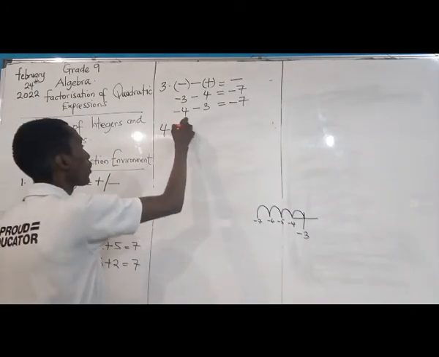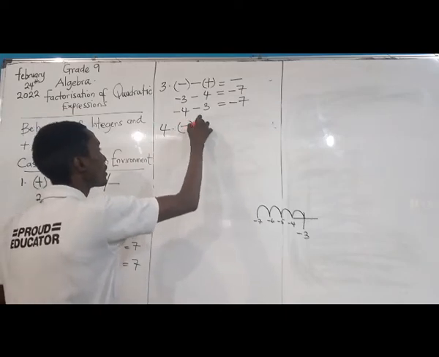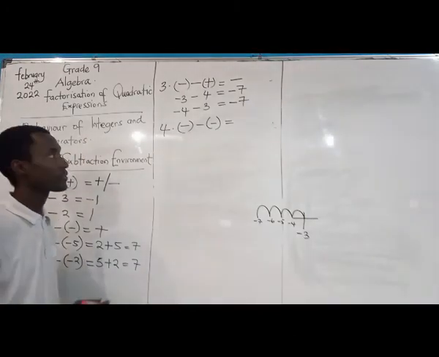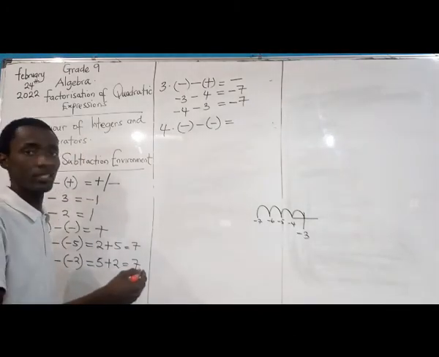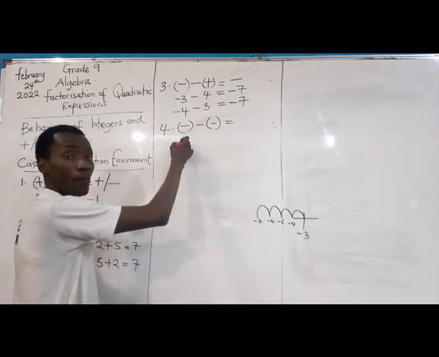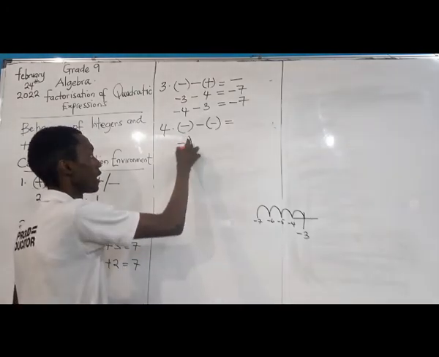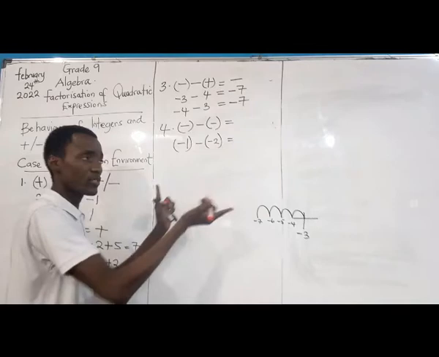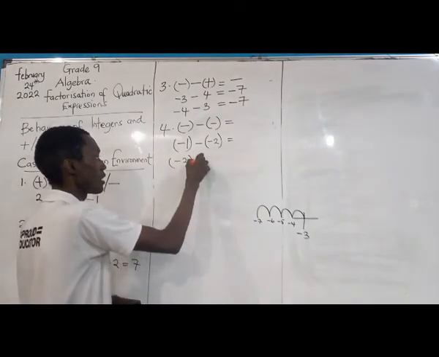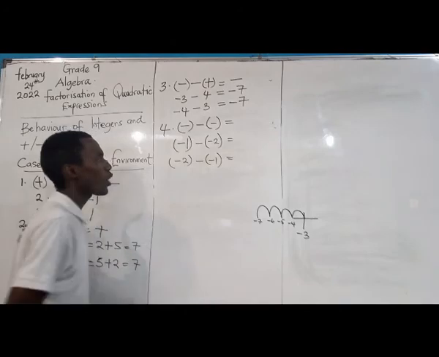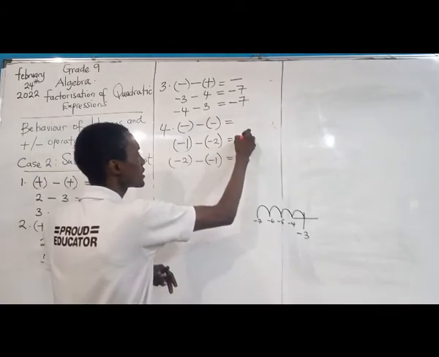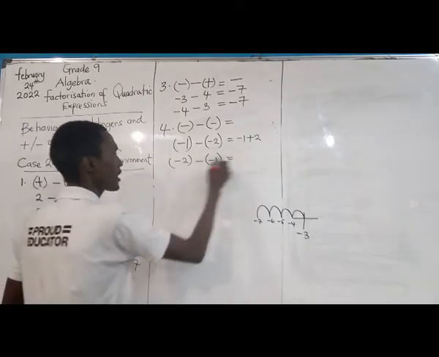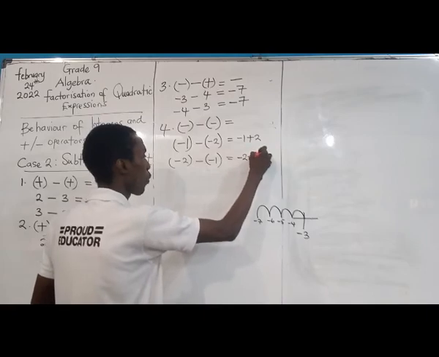Now, number 4. We have negative minus negative. So here we can take 2 examples. Let's take negative 1 minus negative 2. And let's flip it now. Negative 2 minus negative 1. So what do you notice? Here you're going to have negative 1 plus 2, because negative times negative will give me what? A positive. And then you have negative 2 plus 1.